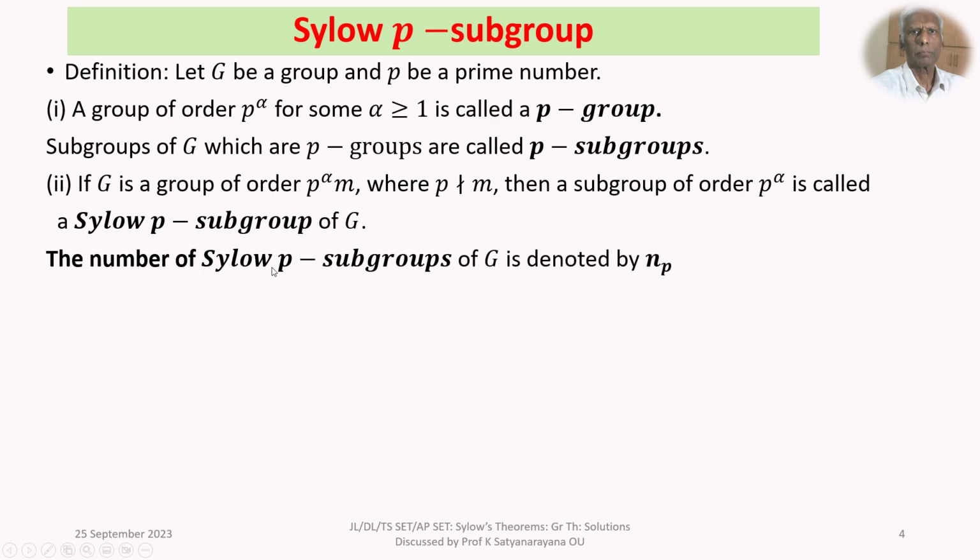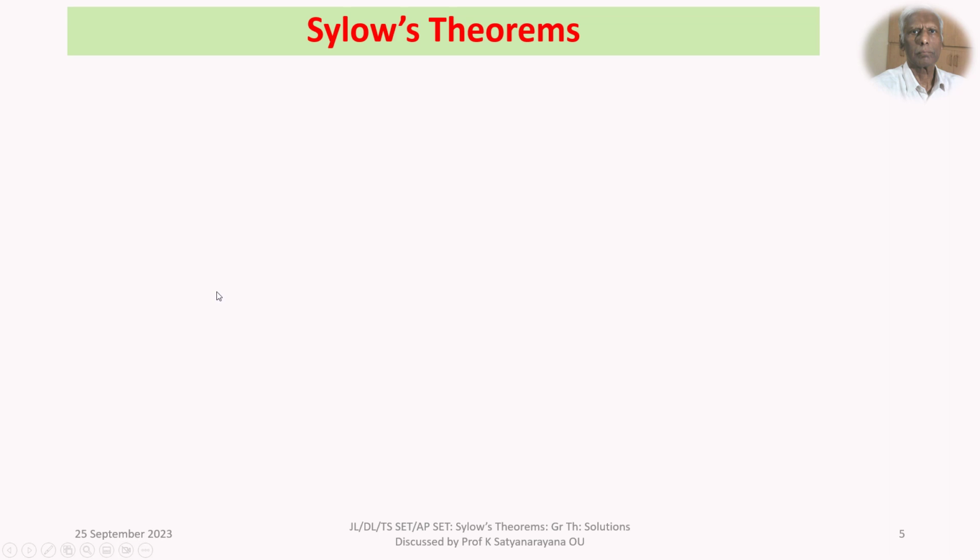The number of Sylow p-subgroups of G is denoted by n_p. That means we can count the number of Sylow p-subgroups of G, and that is denoted by n_p, and it is given by the formula in the third Sylow theorem. So now we go to Sylow's theorems.